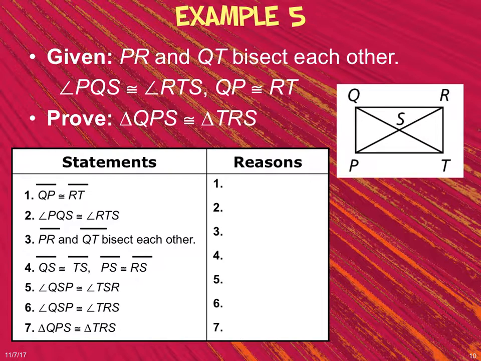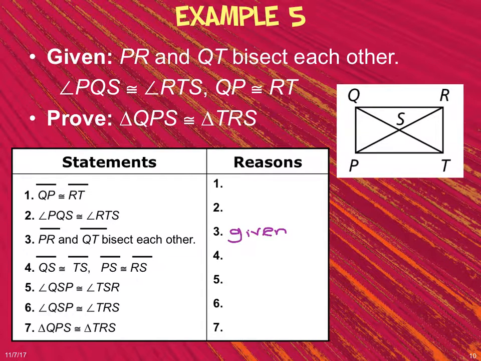So let's see what information we do have. Let's not freak out just because it says the word proof. This actually might not be so bad, right? Label your diagram with the information that you have. So the first thing says that PR and QT bisect each other. That's your given statement, right? Where's that in my statements? Third one down. That's given.